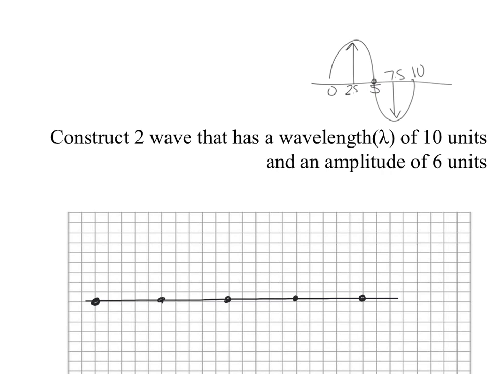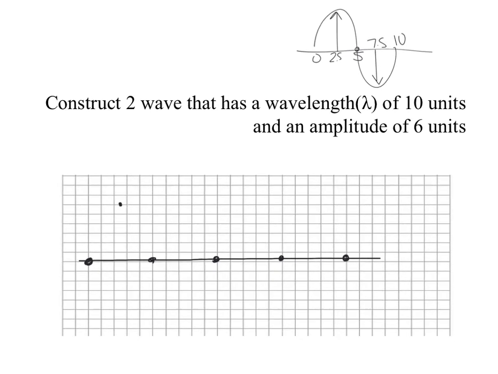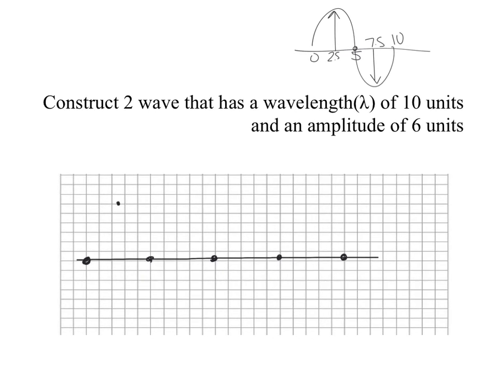Over 2.5, up 6. So 1, 2, 3, 4, 5, 6. Over 2.5, down 6. 1, 2, 3, 4, 5, 6. And then I can connect. And again, trying to make it look like an actual wave, not super straight lines. Okay. And then I would just repeat.